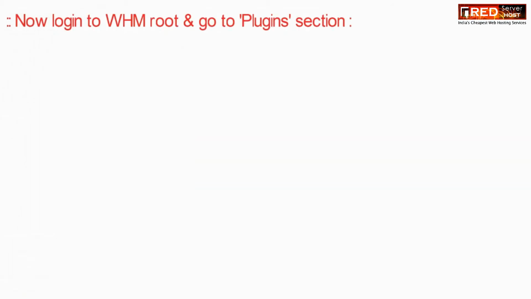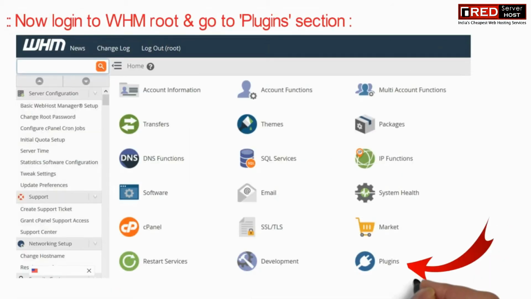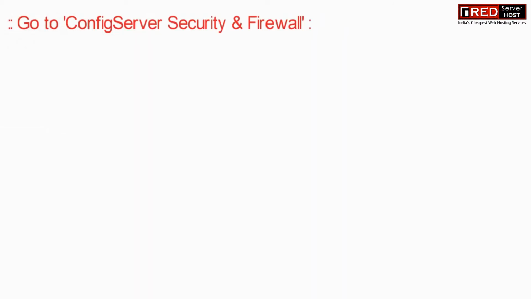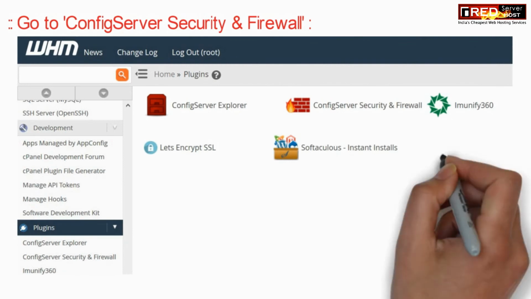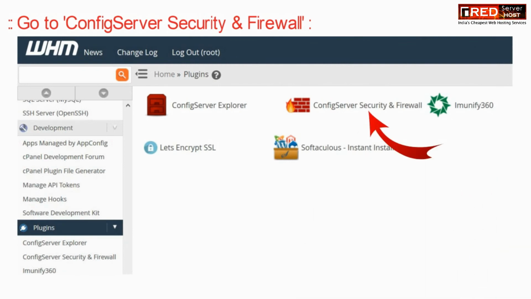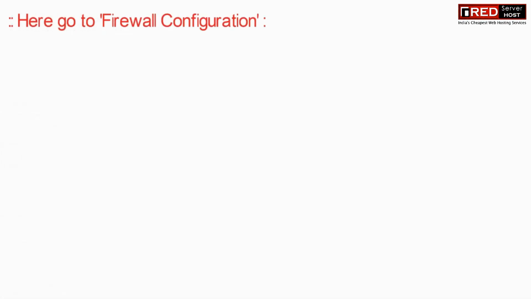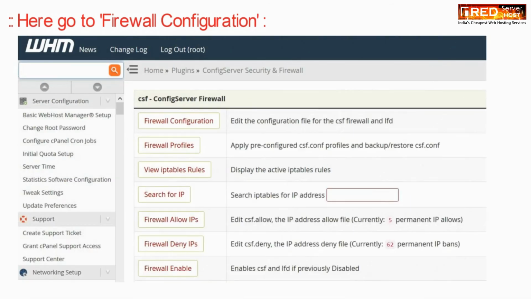Now again log into WHM root and then go to the plugin section. Now here go inside ConfigServer Security and Firewall. Now click on Firewall Configuration.